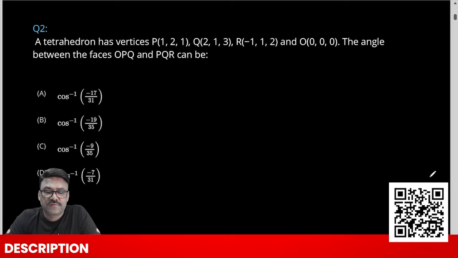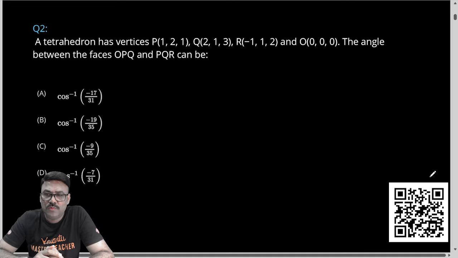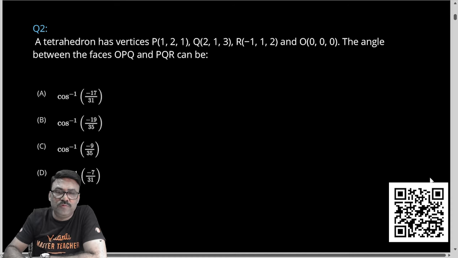So here is the next question. A tetrahedron has vertices P, Q, R, O. So then the angle between the faces OPQ and PQR. So these OPQ and PQR are basically two planes, and the angle between two planes is the same as the angle between their normals. So first you have to find the normals to these two planes. So let's find the normal to the plane OPQ first.